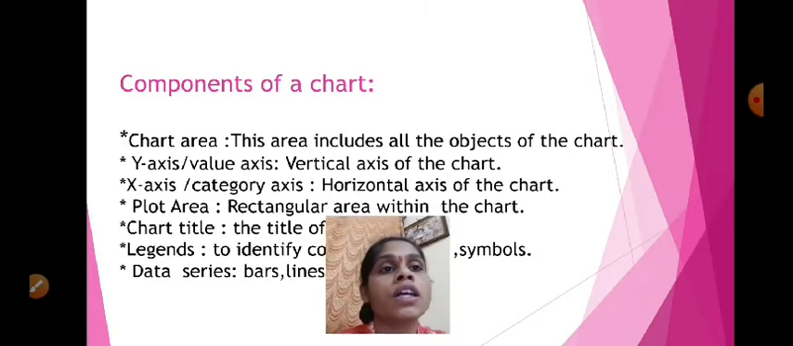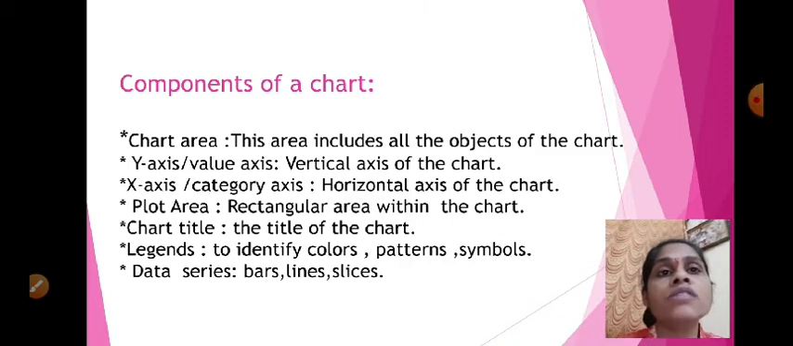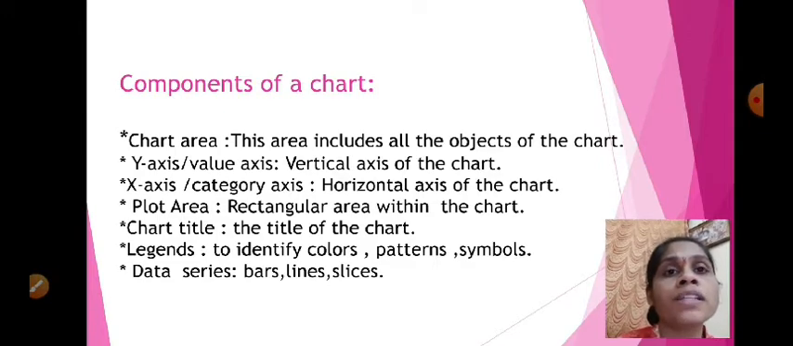Now, components of charts. So in charts, what are the components, means which things come in charts. Chart area: this area includes all the objects of the chart, means whatever areas there are of the chart, it includes whatever objects are needed in our chart. Y-axis and x-axis are the vertical and horizontal lines. Plot area, where you have to plot, where you make your chart. Title, you can give the title.